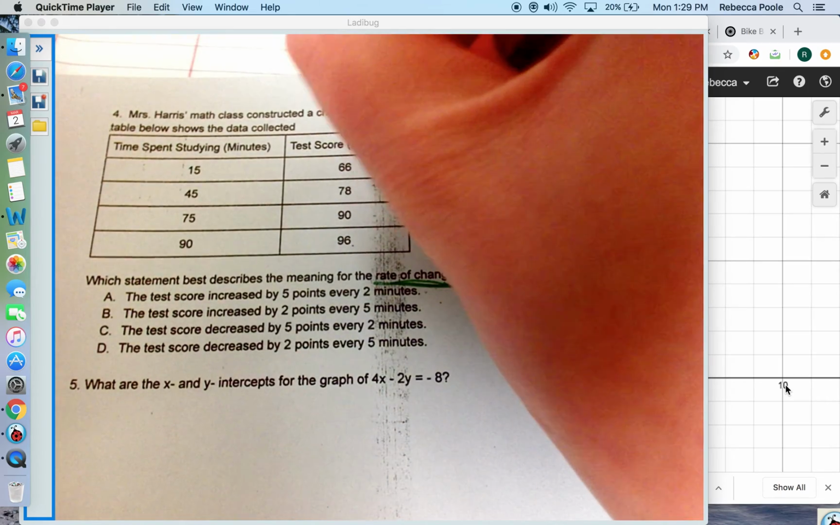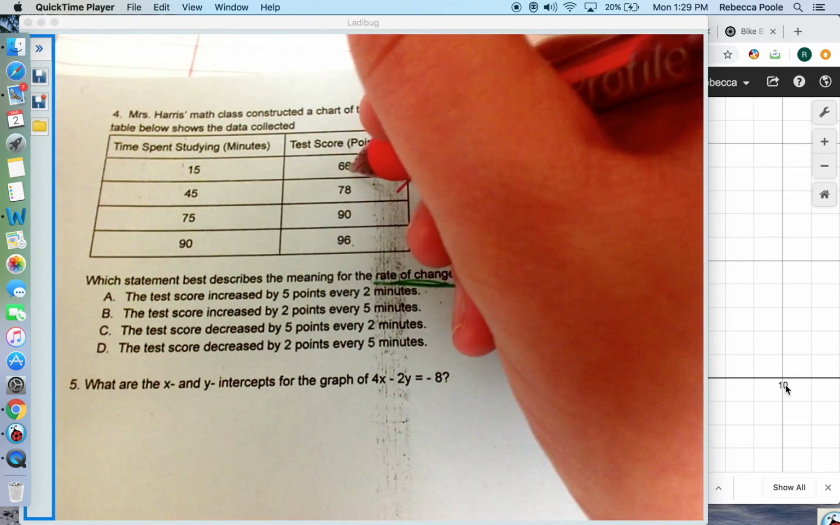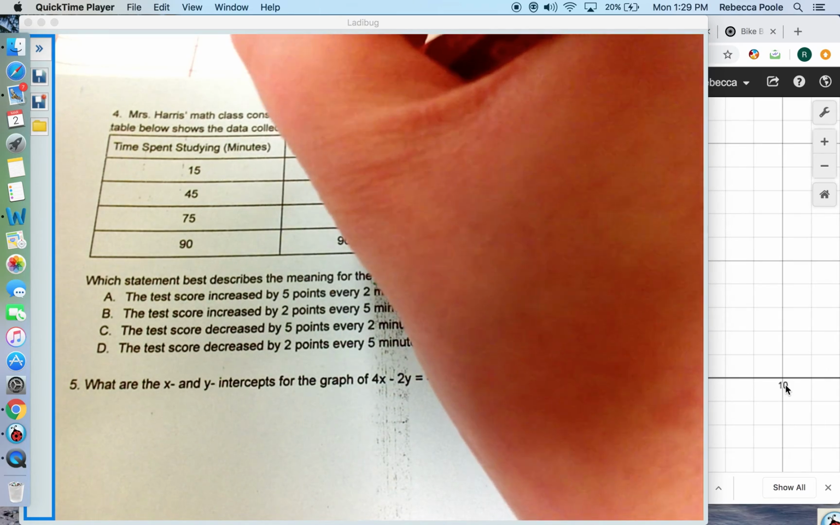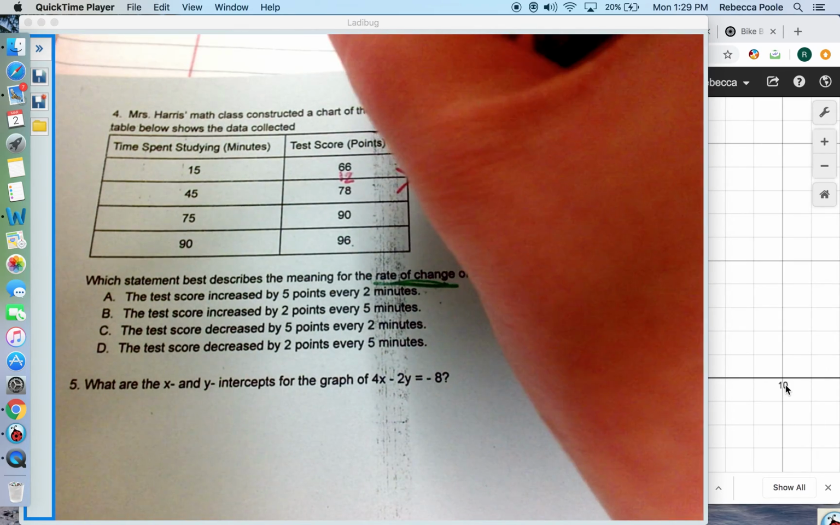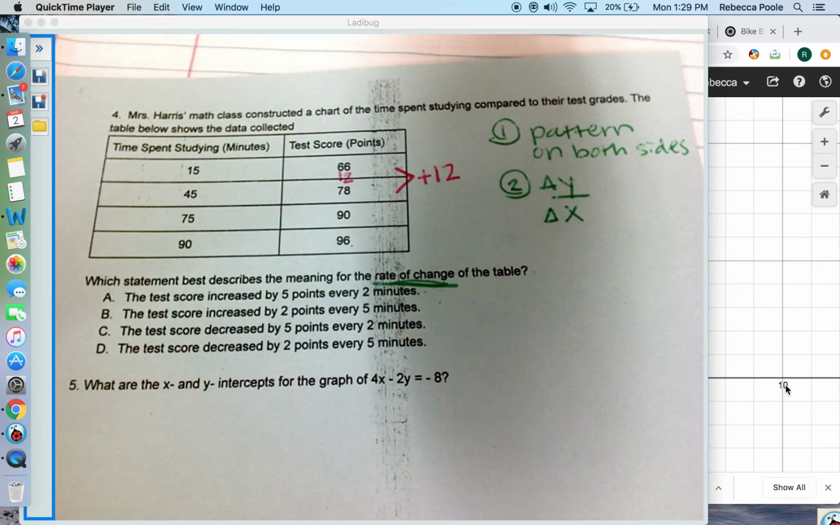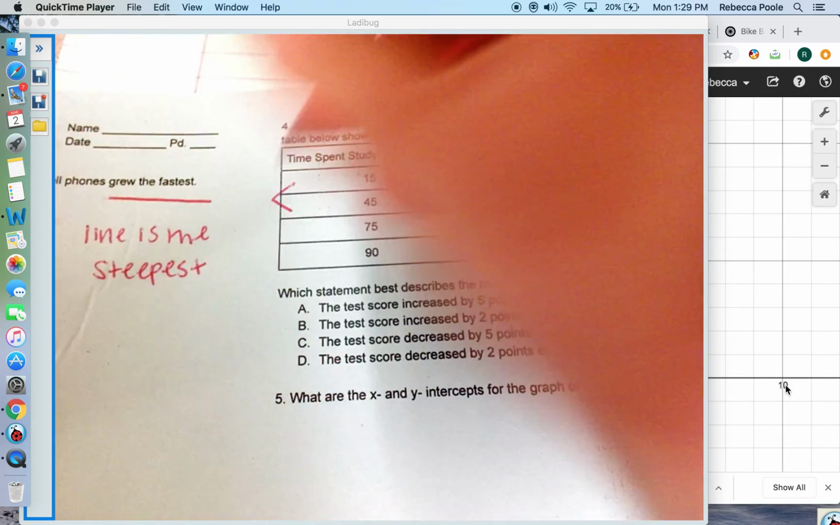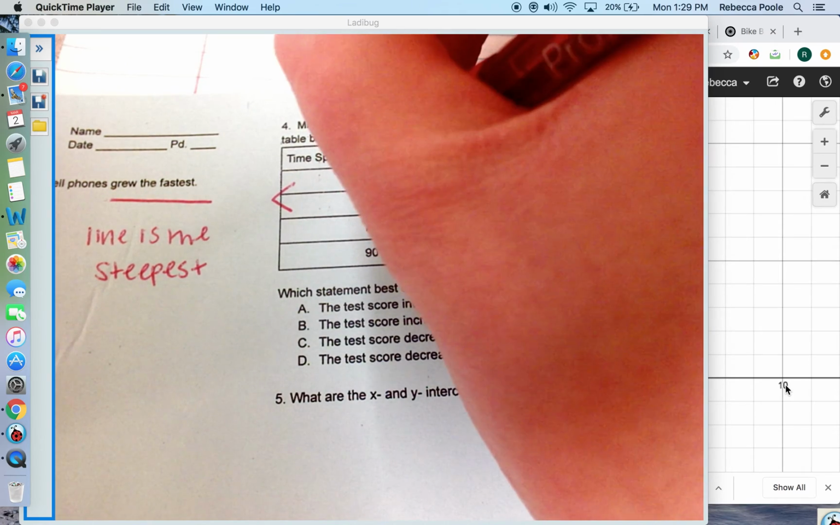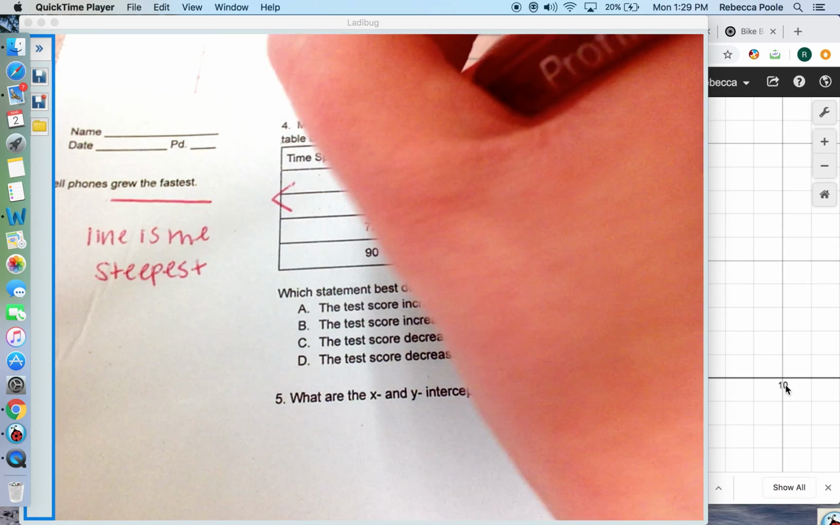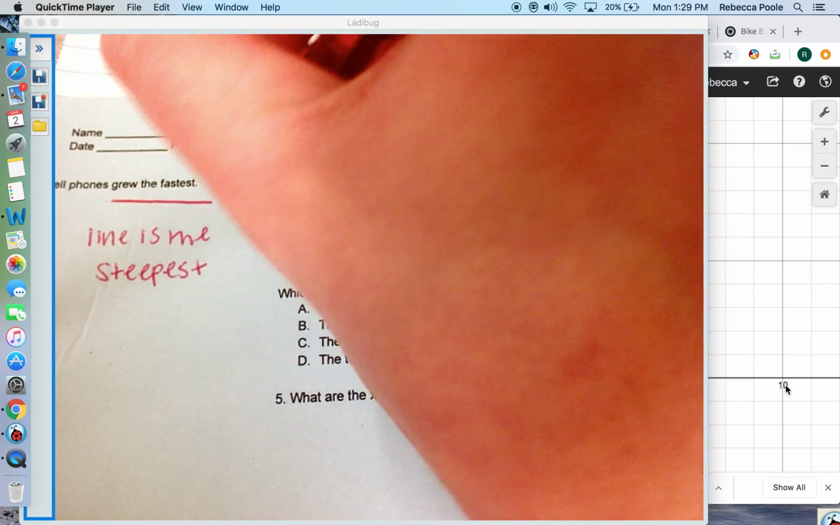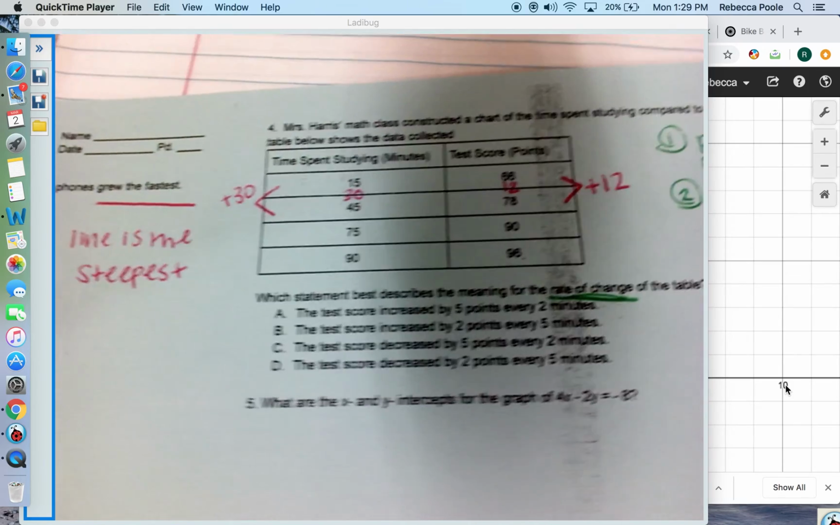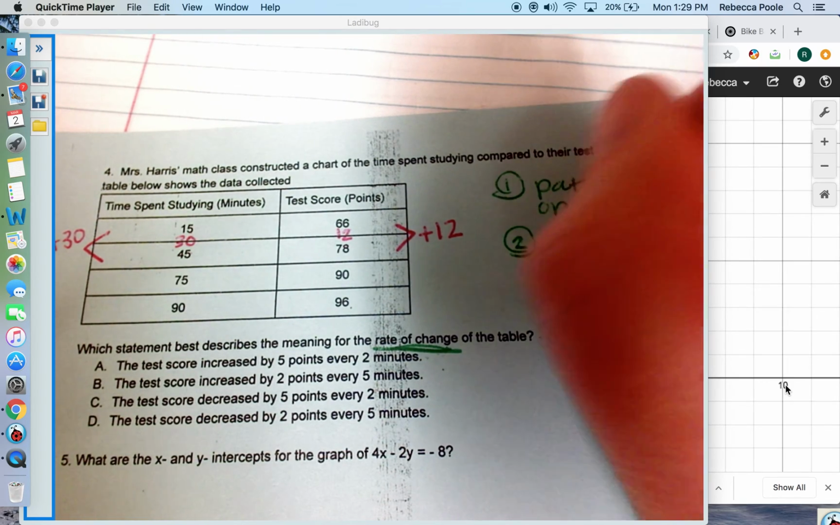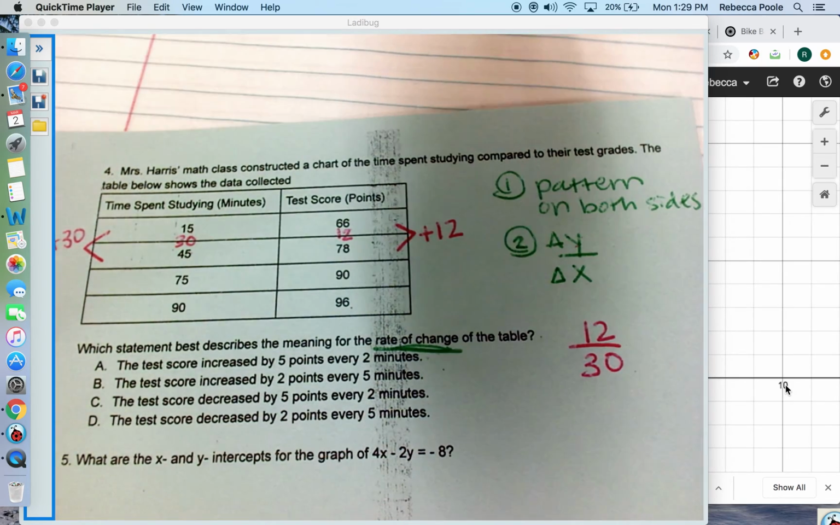So on this side, let's see, 6, 6 plus 2 will give me 8, 6 plus 1 will give me 7. So it looks like we're adding 12. And then on this side, 15 to 45, 5 plus 0 gives me 5. 1 plus 3 will give me 4. So it looks like we're adding 30. So my rate of change here would just be 12, which is the y's, over 30.